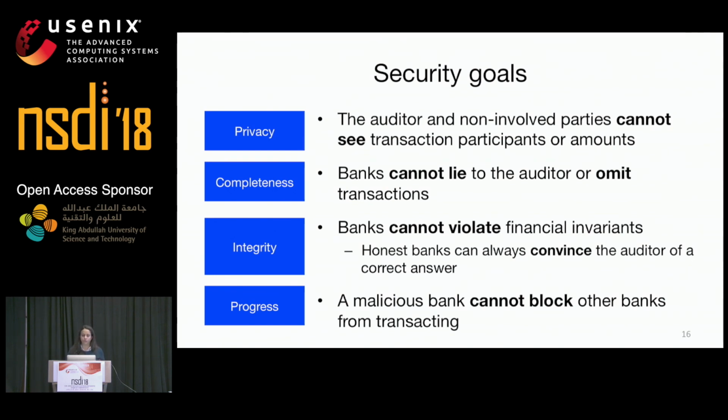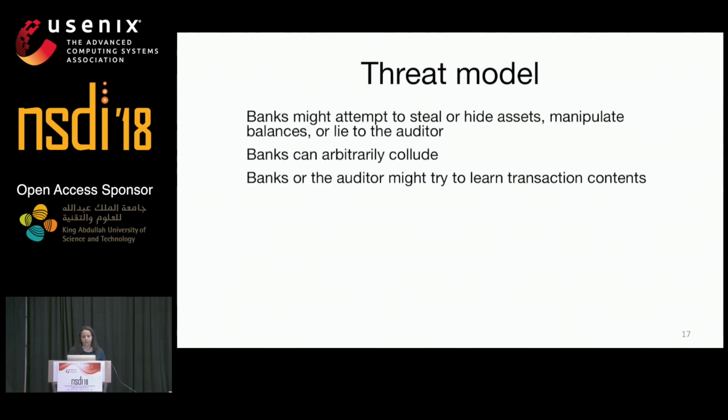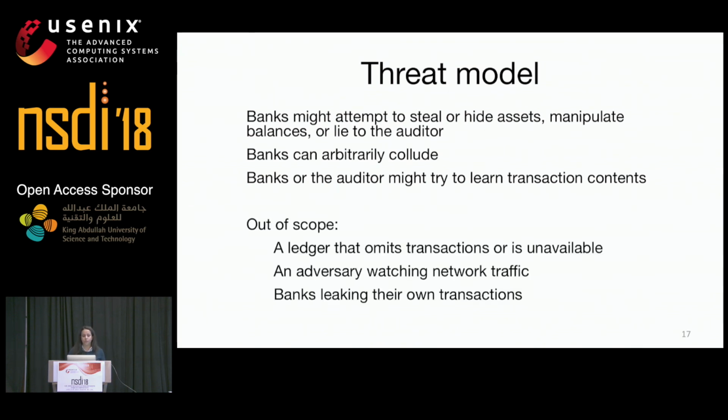zkLedger achieves these goals under the following threat model. Banks might attempt to steal or hide assets, manipulate balances, or lie to the auditor. Banks can arbitrarily collude, and banks or the auditor might try to learn the contents of transactions. What's out of scope are the following. zkLedger assumes that the ledger includes transactions and is available. zkLedger does not protect against an adversary watching network traffic, but both of these two things can be handled using other techniques. And zkLedger does not help if a bank decides it wants to leak its own transactions.